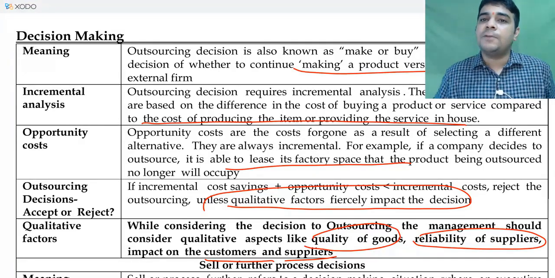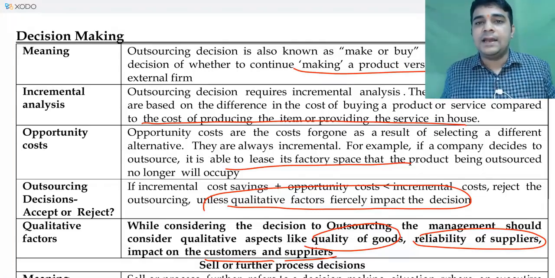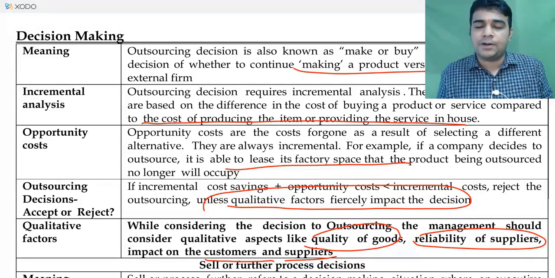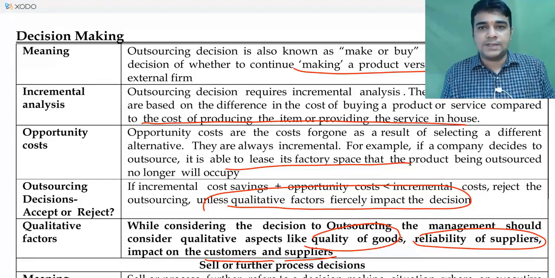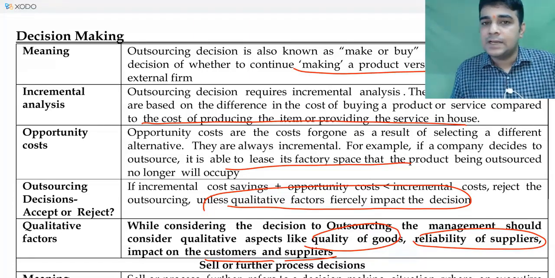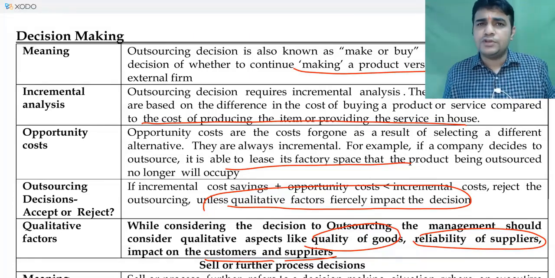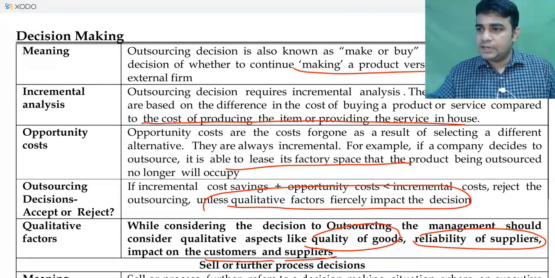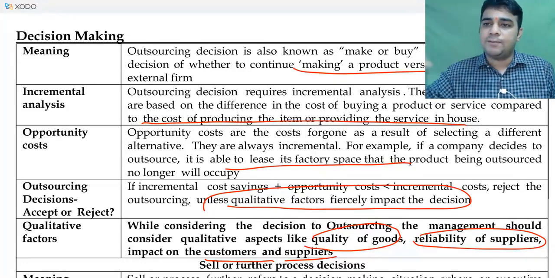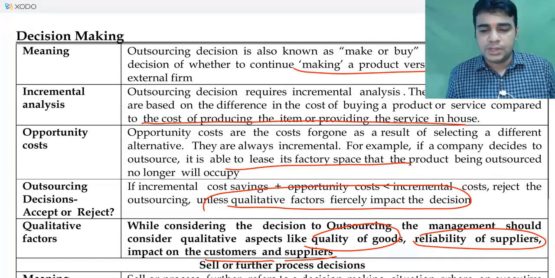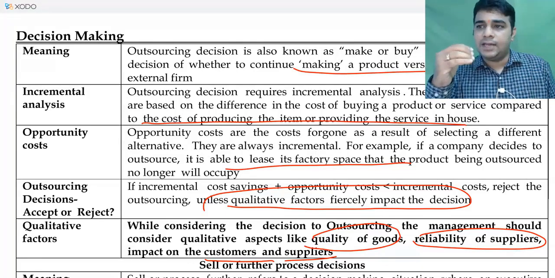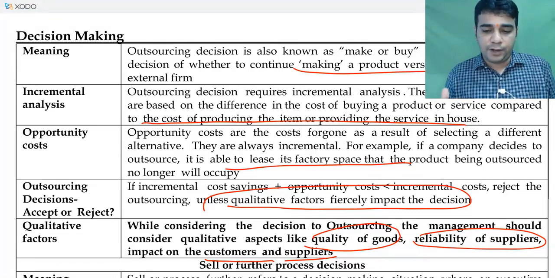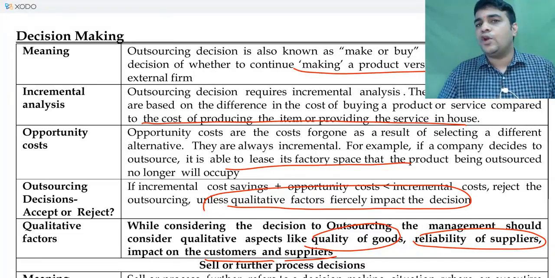Sell or further process decision. The next part is sell or further process decision. You could have come across this as part of a chapter called joint and byproduct costing at inter level, where you would produce a product, and it will lead to multiple products being manufactured by the company. So there will be a split off point at which 2 or more products will emerge. After that, you may decide whether to process it further or sell it at the split off point. That's one area. Second area, it could be a normal process also.